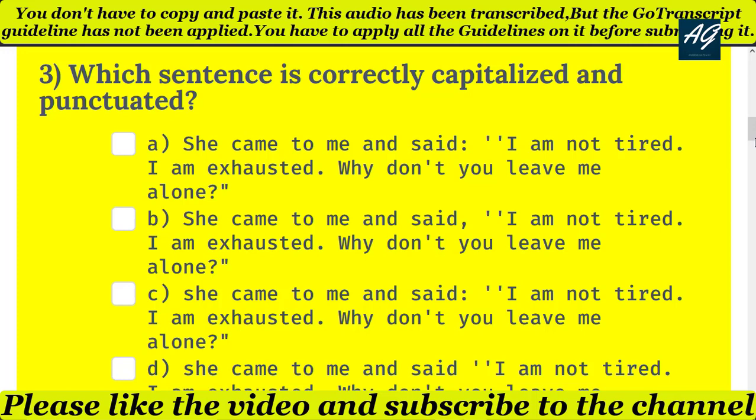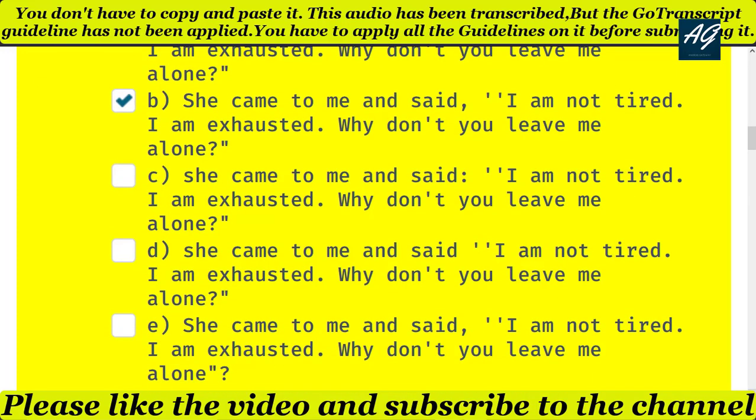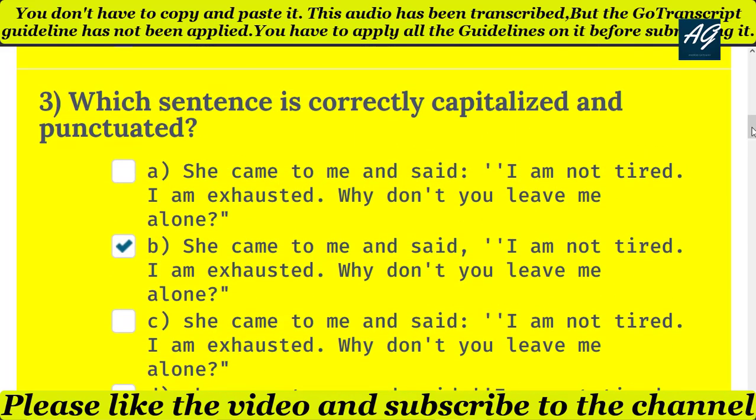Option B is "she come to me and said," with a comma, and also followed by a quotation mark. So this option is the correct option for the third question, option B. The other options, C, D, and E, are false. The C option is false because it starts with a small letter. The D option is also false because of the small letter, and the E option is also false because the question mark must be included inside the quotation mark. So that's why this option is also false. As a result, the third question's answer is B.